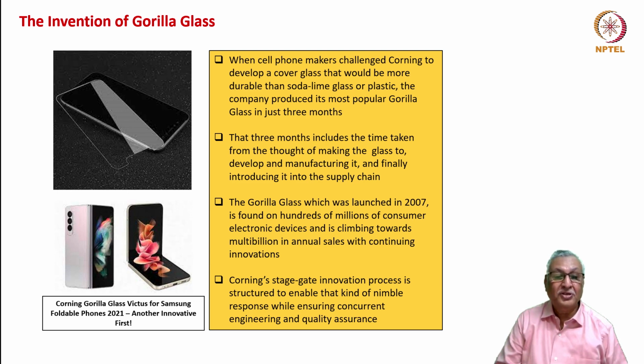The Gorilla Glass was launched in 2007 and is still found on hundreds of millions of consumer electronic devices and is climbing towards multi-billion in annual sales with continuing innovations. No phone gets made without Gorilla Glass these days. Corning's stage gate innovation process has been structured to enable that kind of nimble response while ensuring concurrent engineering and quality assurance. Again, concepts which we covered in various aspects of our lectures. Right now, Corning Gorilla Glass Victus is supporting Samsung foldable phones. It is another innovative first.